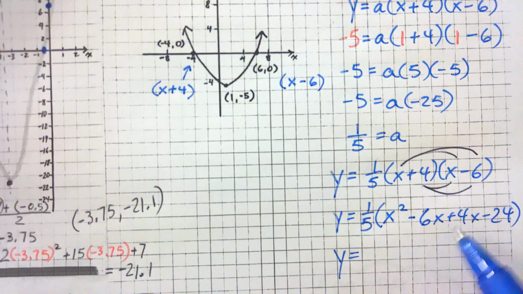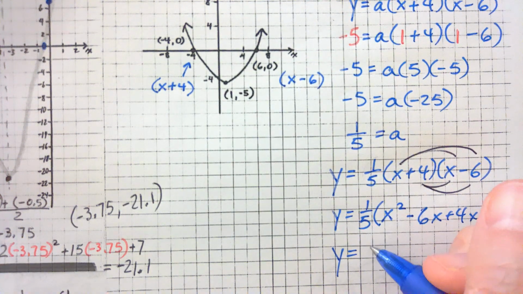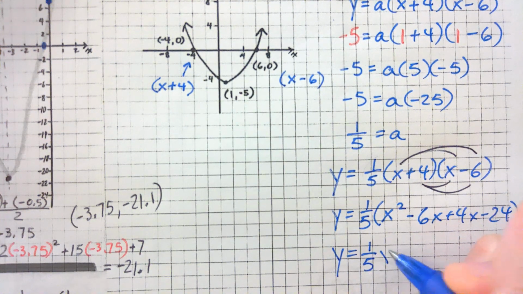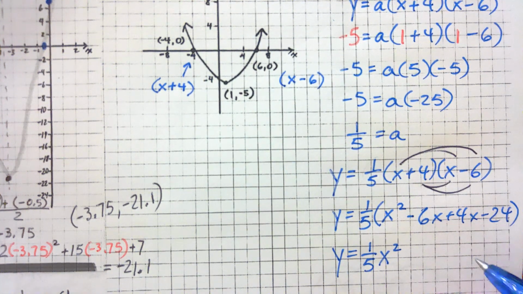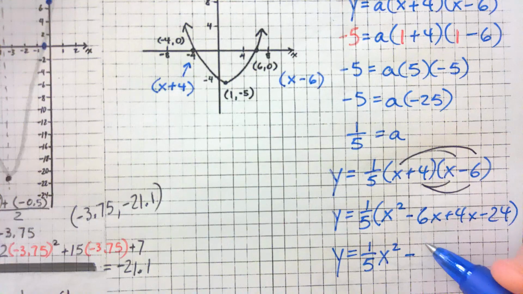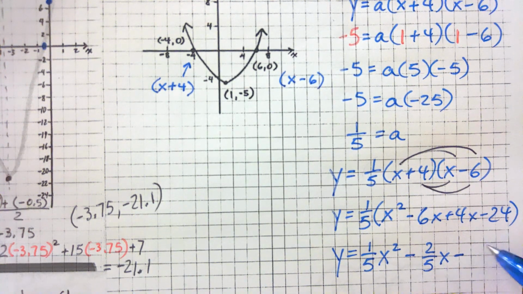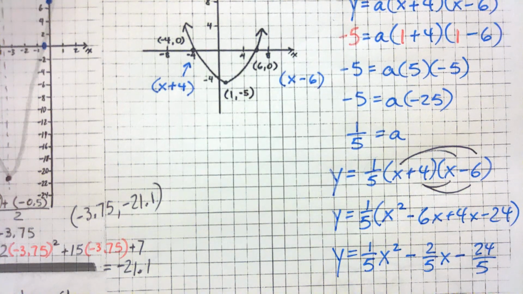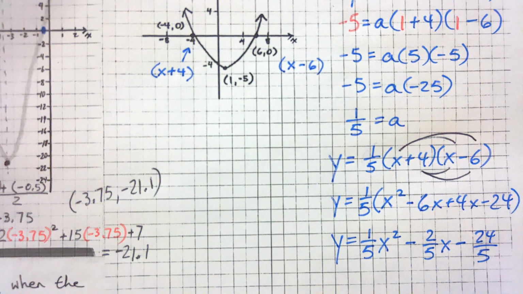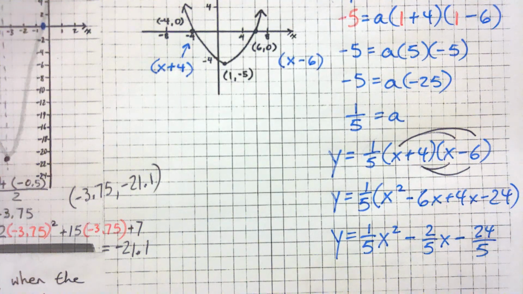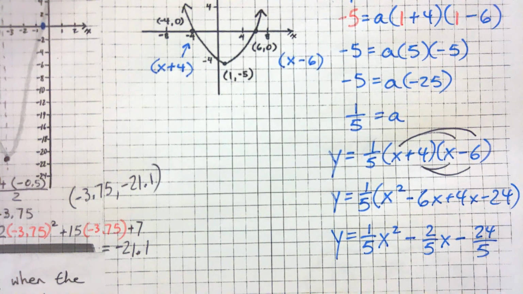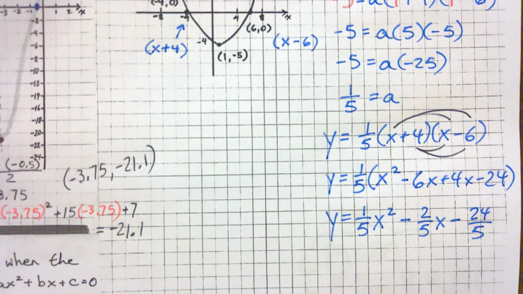So when I simplify and multiply everything by 1/5, I should get the final answer, 1/5 x squared minus 2/5 x minus 24/5. Okay. If you want, you can use decimals. I think the math itself is hard enough in this chapter, so you can use decimals if you want.